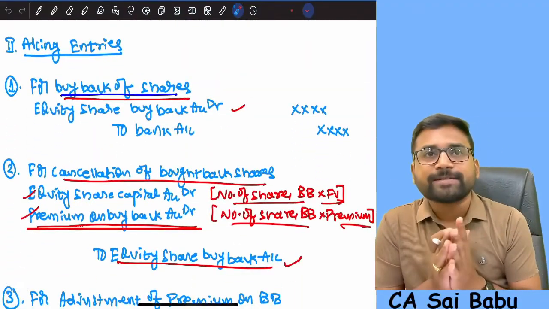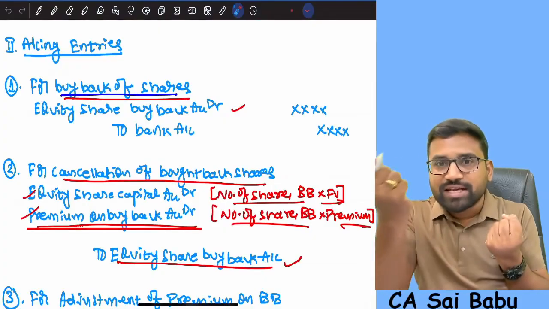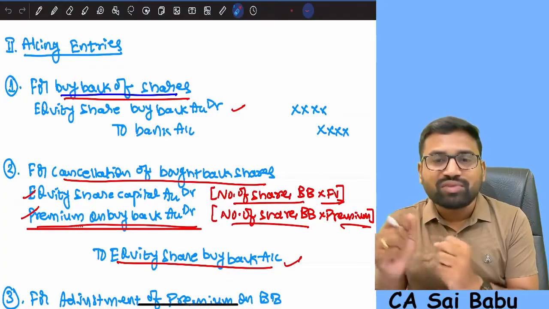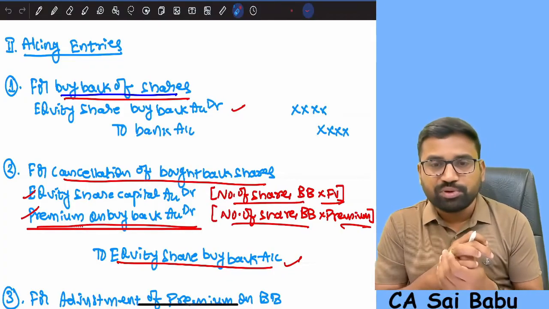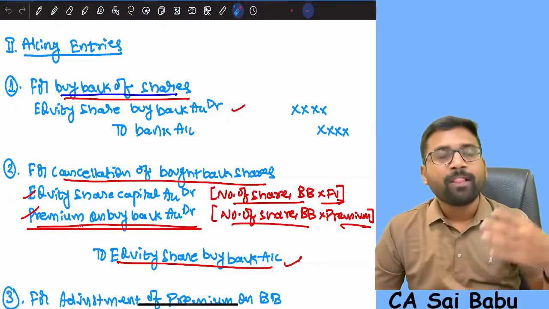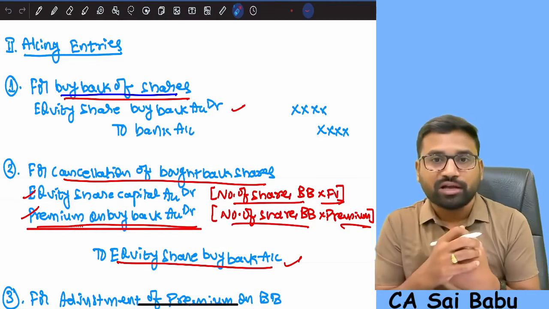And then accounting entries. Sir, whenever there is a buyback of securities, first buyback, then shares bought back will be cancelled. Then whatever the premium on buyback is there, that will be adjusted against free reserves or securities premium. And finally transfer to CRR. These 4 entries will come. First, buyback. Whenever there is a buyback, what is the entry? Equity share buyback account debit to cash or bank account.